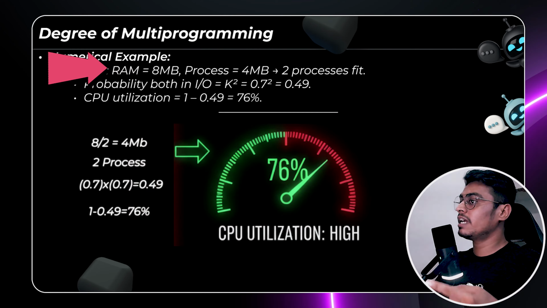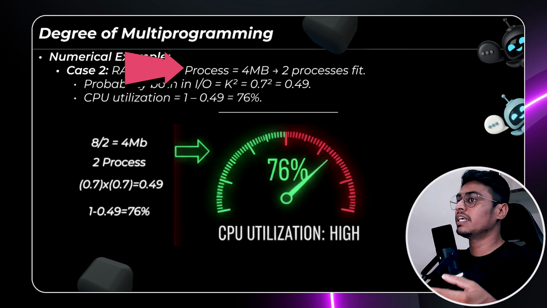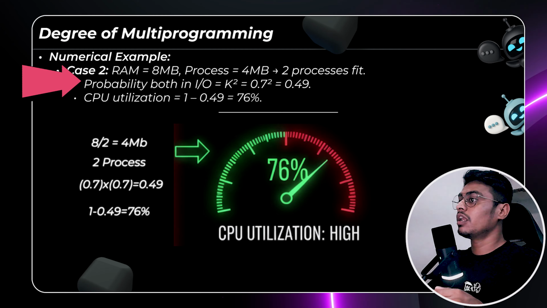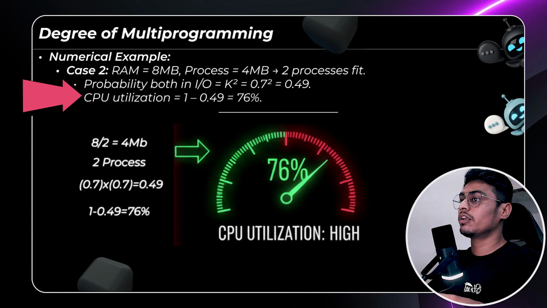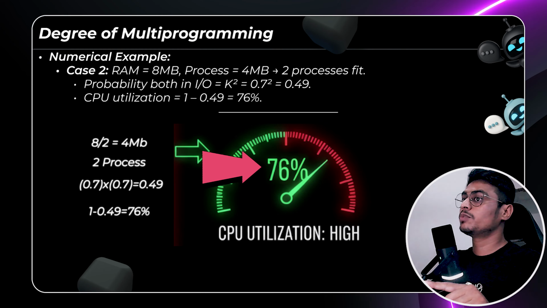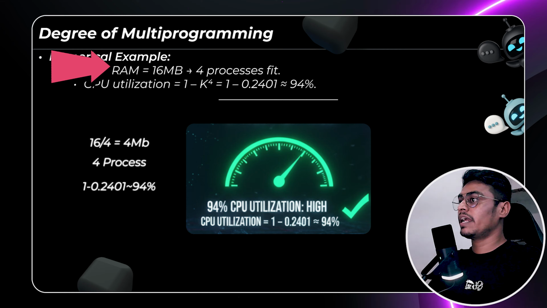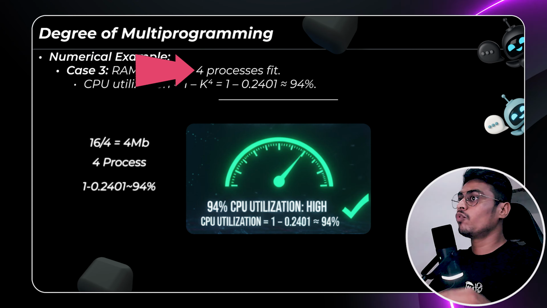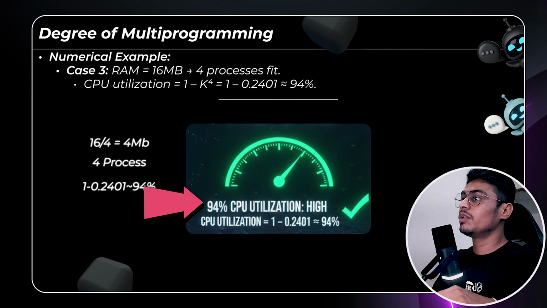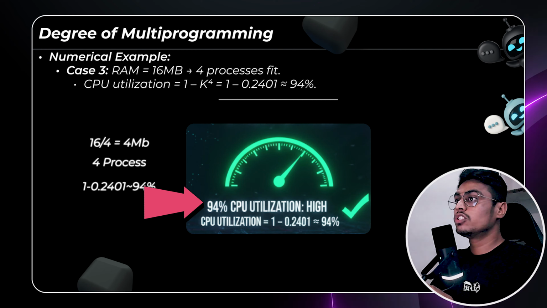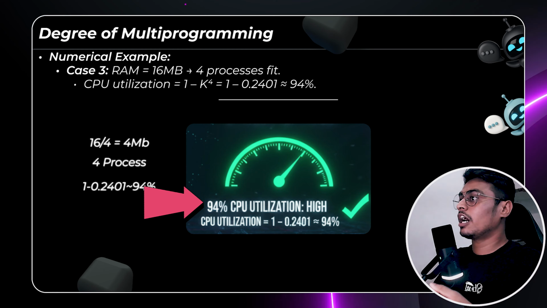Now if we increase RAM size to 8 MB while keeping process size at 4 MB, we can accommodate two processes. Now when both processes perform IO operations simultaneously, the probability becomes k square. So CPU utilization becomes 1 minus k square, which is 1 minus 0.7 square, approximately 76%. If we further increase RAM to 16 MB, we can accommodate 4 processes. The CPU utilization becomes 1 minus k to the power 4. Now approximately this will be 94%. Now notice here how CPU utilization increases dramatically as we accommodate more processes. This demonstrates that increasing RAM size allows more processes, leading to higher CPU utilization.